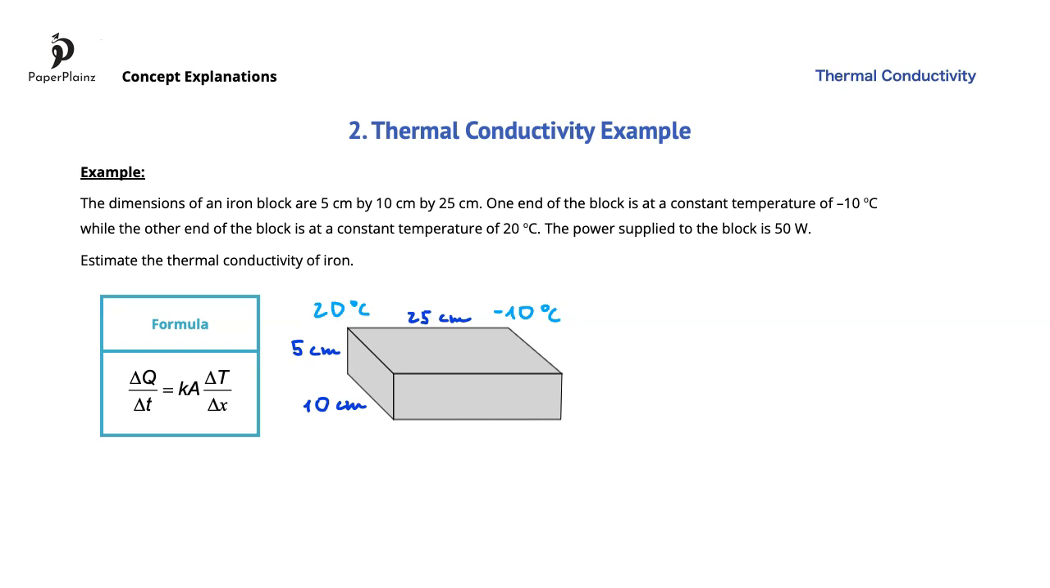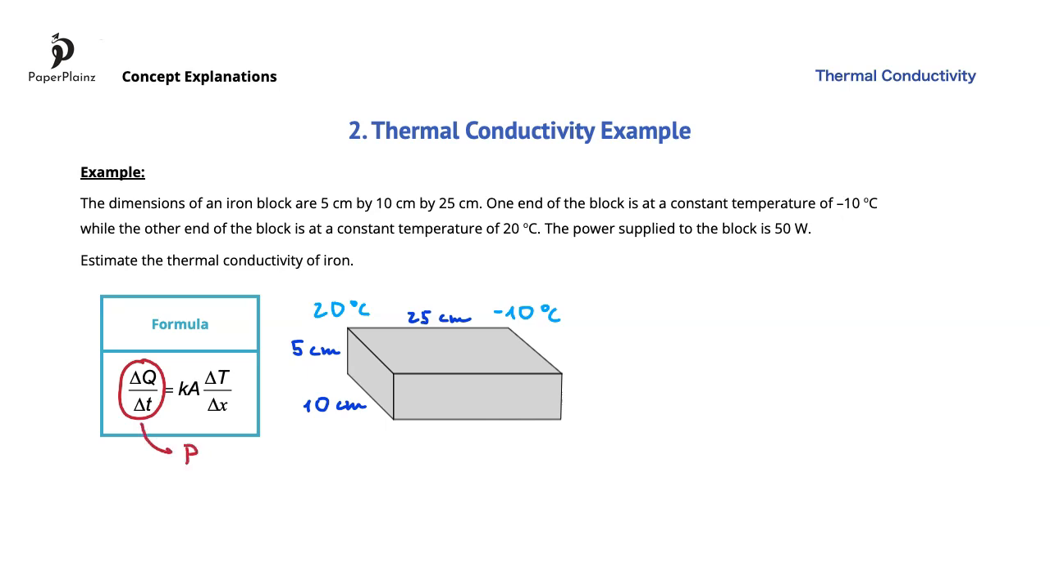Let's stop here for a moment to note that the position of the block does make a difference to our final answer, in the sense that if we would assume that the temperature difference is along the 5 centimeter or the 10 centimeter edge, we would get different values for k. We are given the power supplied to the block. On the left-hand side of our formula, we have delta Q over delta t, so energy transferred over time, which is equivalent to power supplied.